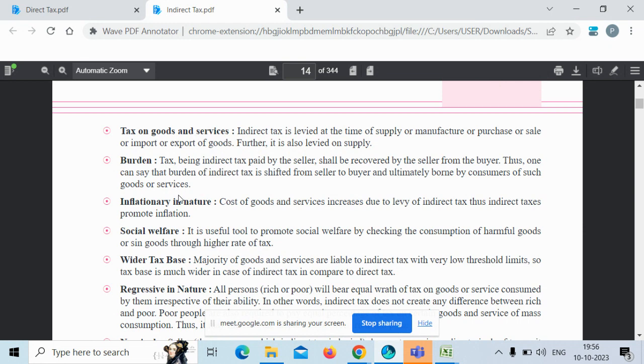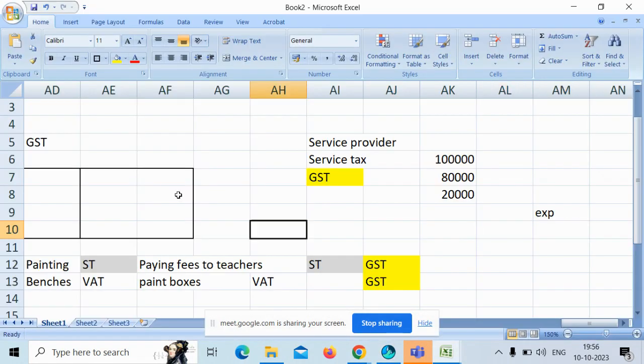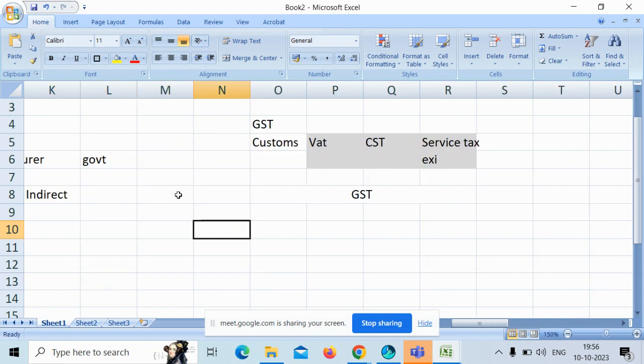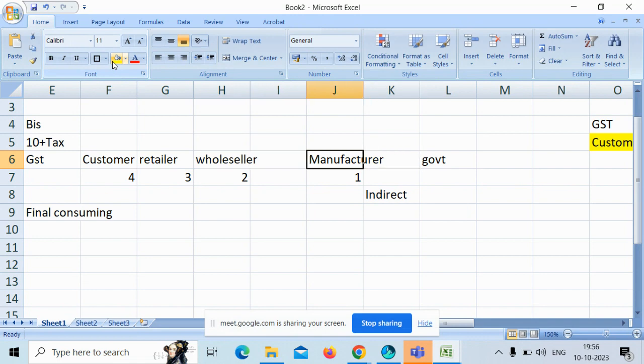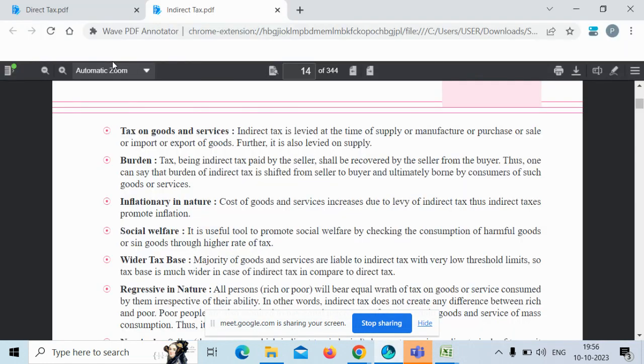Okay. Burden. Tax being indirect tax paid by the seller shall be recovered by the seller from the buyer. Thus, one can say that the burden of indirect tax is shifted from seller to buyer and ultimately borne by consumers of such goods or services. So, burden. Here also we were discussing, right? It is borne by the ultimate consumer. The ultimate consumer will pay tax, but it was paid by different people, right? Ultimately manufacturer paid, wholesaler paid, retailer paid. Burden was shifted from one person to another person.